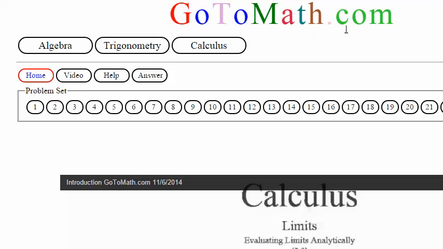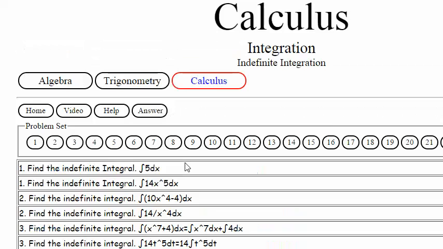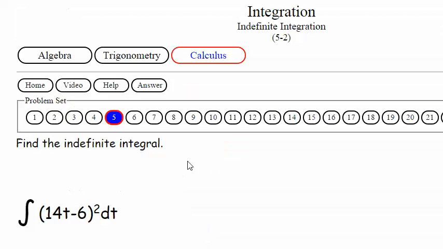We're at gotomath.com, working some calculus. Click on that. Let's go down to Indefinite Integration, and we are, I believe, doing something like this one here. We'll just click on that if you want. Okay, it says find the indefinite integral. So we have the integral of (14t minus 6) quantity squared dt.